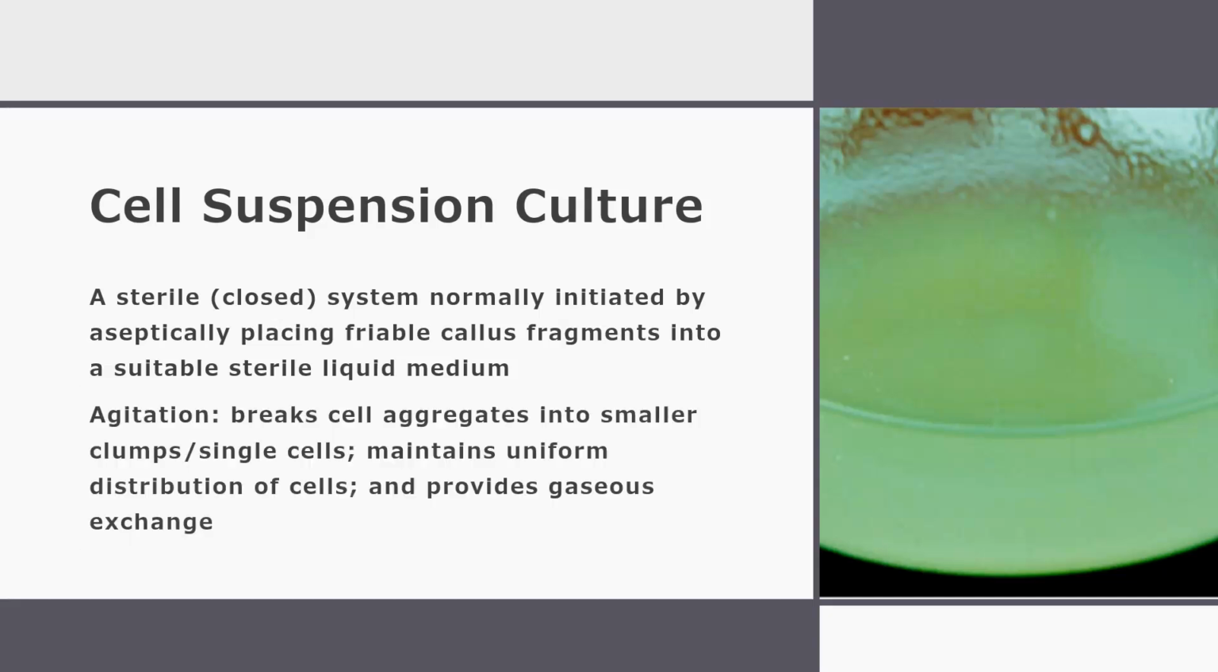Agitation of the medium serves at least three functions. First, it applies mild pressure on cell aggregates, breaking them into smaller clumps and single cells. Second, agitation ensures the uniform distribution of cells, and cell clumps, in the medium. Lastly, the movement of the medium facilitates gaseous exchange between the culture medium, and the surrounding air.